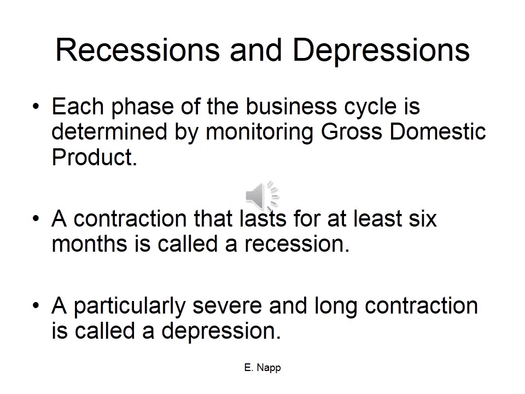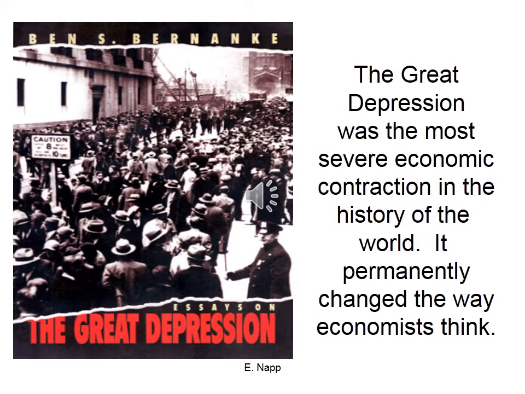Recessions and depressions: there is a difference between them. Each phase of the business cycle is determined by monitoring gross domestic product. A contraction that lasts for at least 6 months is called a recession. A particularly severe and long contraction is called a depression. The Great Depression was the most severe economic contraction in the history of the world. It permanently changed the way economists think.